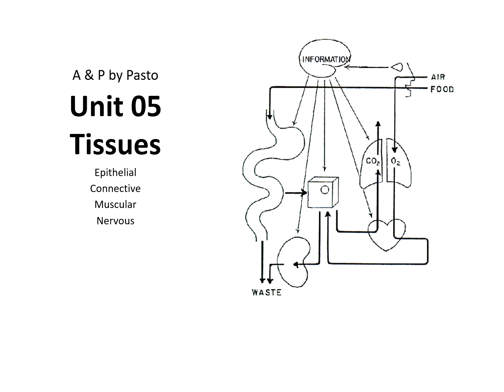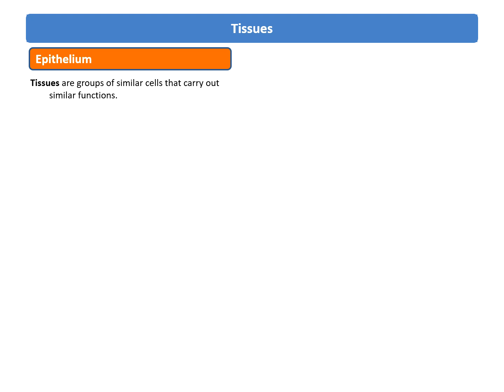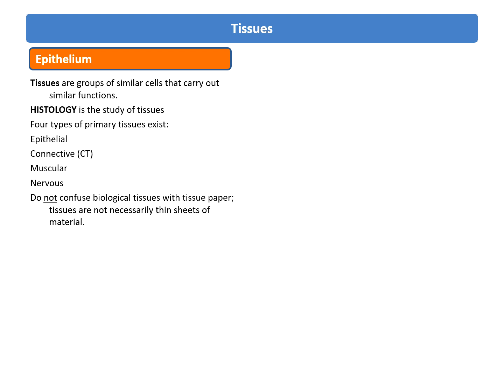Let's look at Unit 5, tissues. Tissues are groups of similar cells that carry out similar functions. Histology is the study of tissues. Four types of primary tissues exist: epithelial, connective, muscular, and nervous. Do not confuse biological tissues with tissue paper.